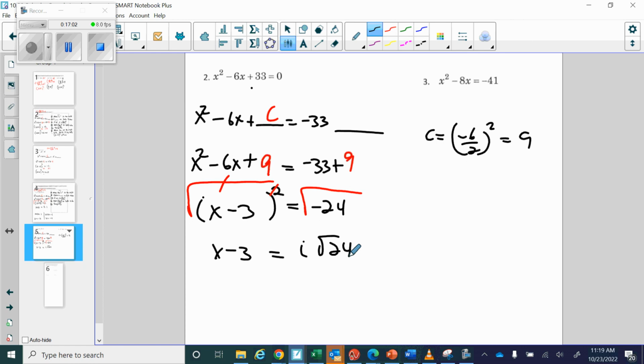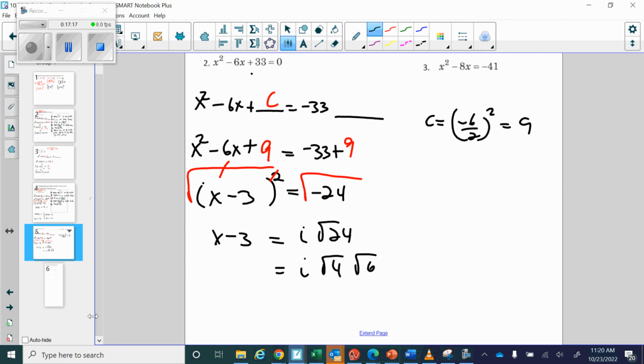And square root of 24 now, I can write this as a product of 2 numbers, one is a perfect square. I can write this as i square root of 4 times square root of 6. Square root of 4 is 2, plus and minus 2. So now I'm going to have plus and minus 2i square root of 6. And that is x minus 3.